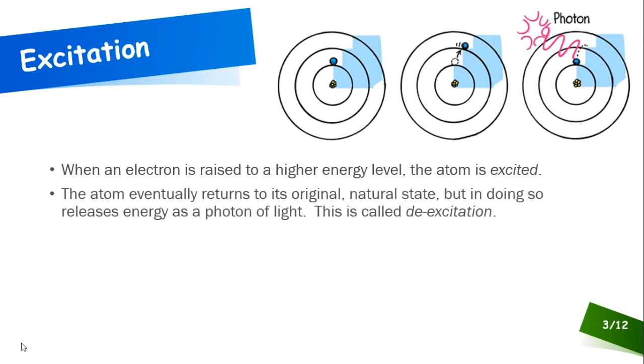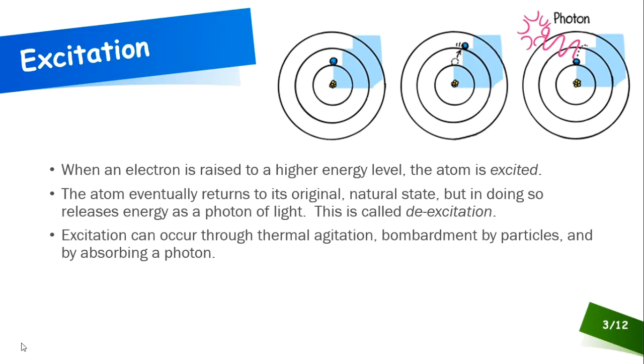But that's not the natural state of the element. And so because of that, there's going to be an impetus for nature to come in and restore the balance, so that electron is going to go back down to its original level. Well, that original level has a lower energy level. Remember, conservation of energy says energy is going to be conserved. So where's the difference of energy between the two levels? What happens to that energy? Well, it gets released as a photon of light. And this is what we call de-excitation, where the electron's moving down to a lower energy orbital.